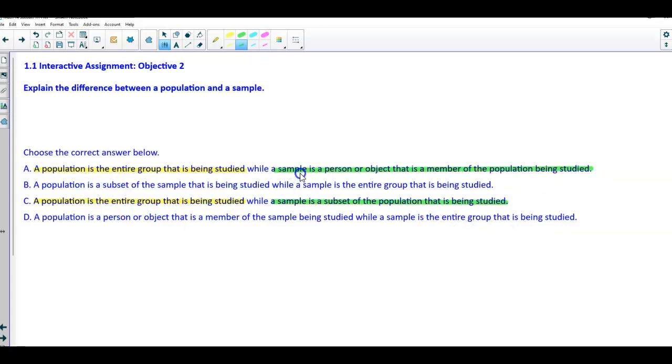Now we know that the definition of a sample is either a person or object that is a member of the population being studied, or are we going to say that a sample is a subset of the population being studied? So we need to figure out which one of these two is correct. So looking at this question and looking at the definition, a sample is a subset of the population, not a person or an object that is a member. So we are going to get rid of A and use C as our answer.